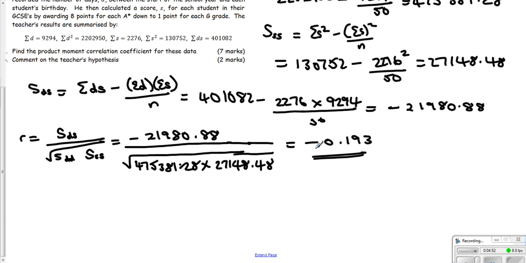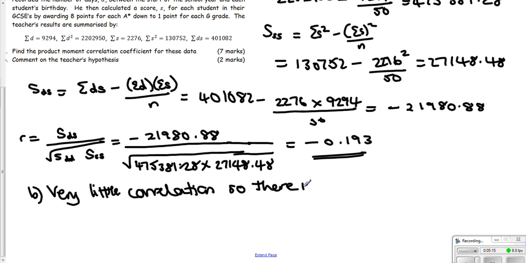However, there's so little correlation there that I wouldn't say there's sufficient evidence here. So we would expect it to be negative, but I would expect it to be minus 0.7 or so to make it convincing. So I would say here, very little correlation. It's virtually zero. So there is no evidence the teacher is correct.